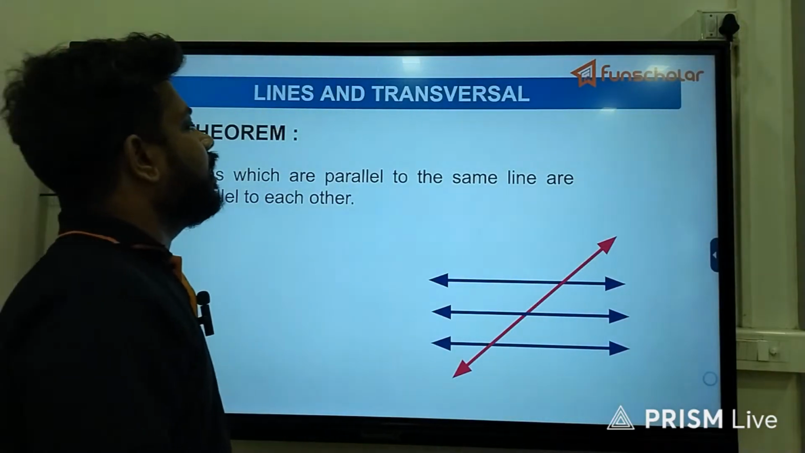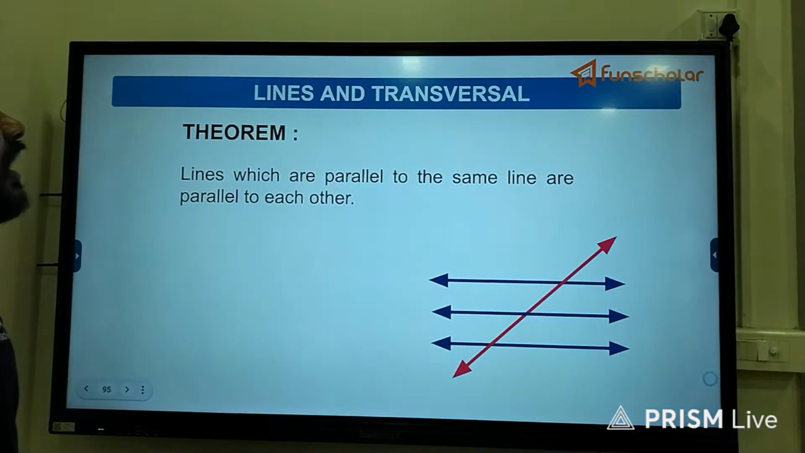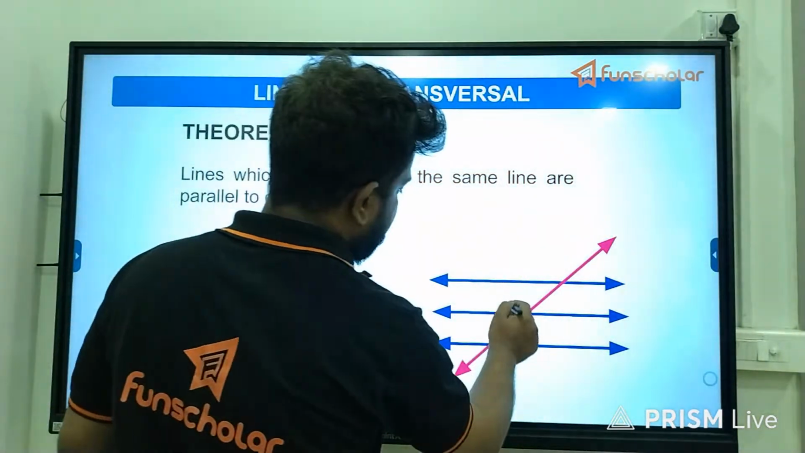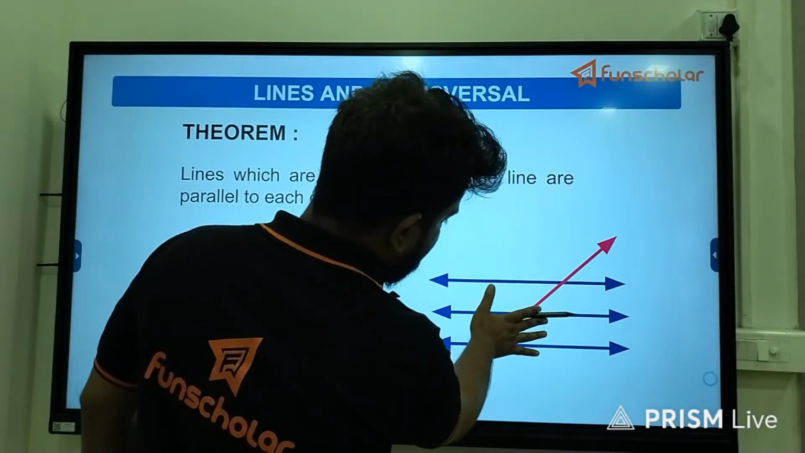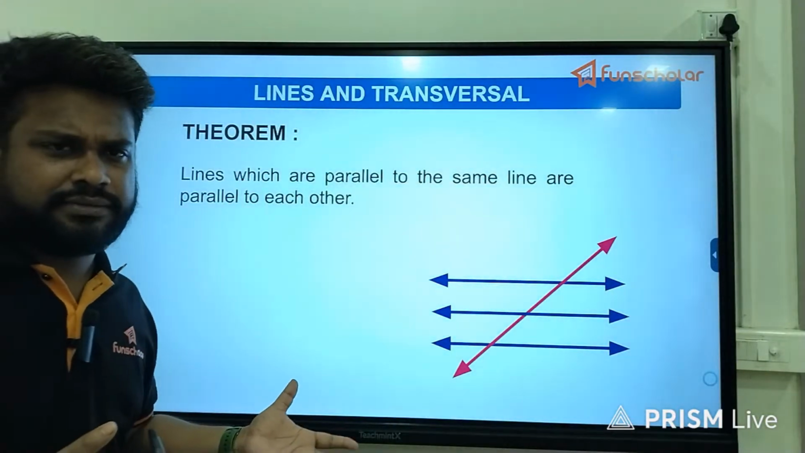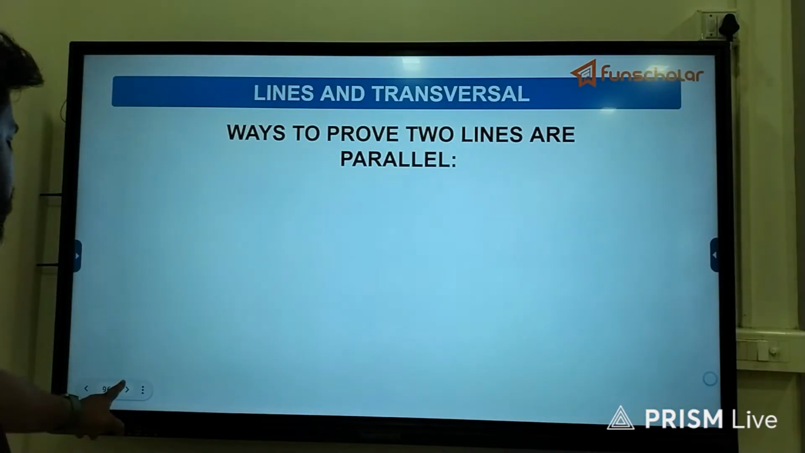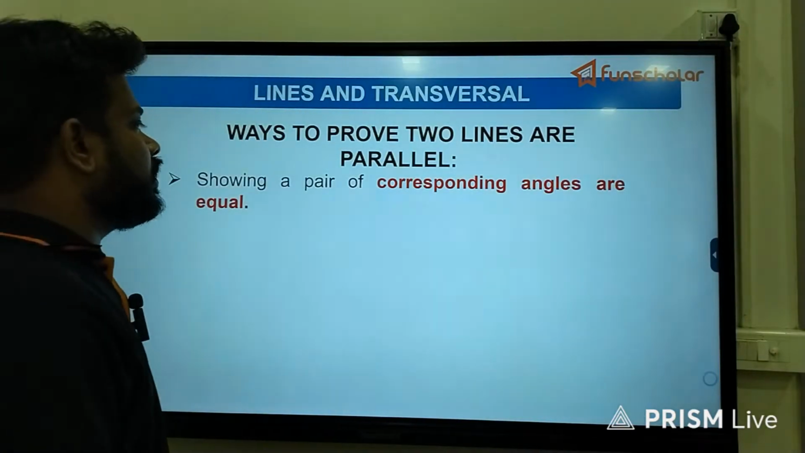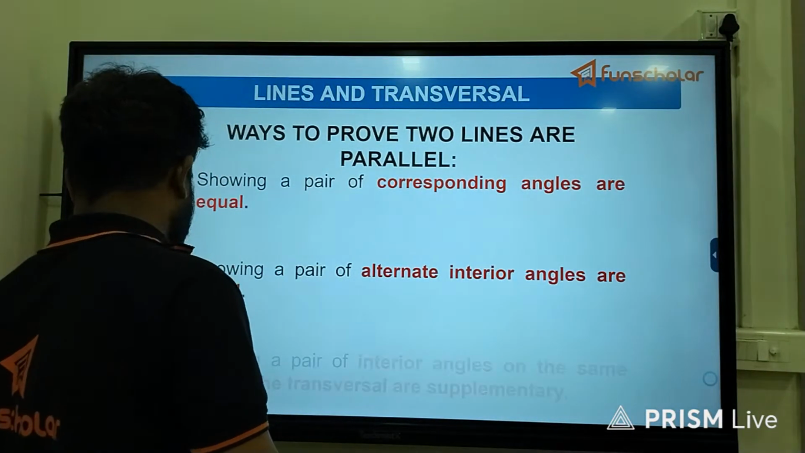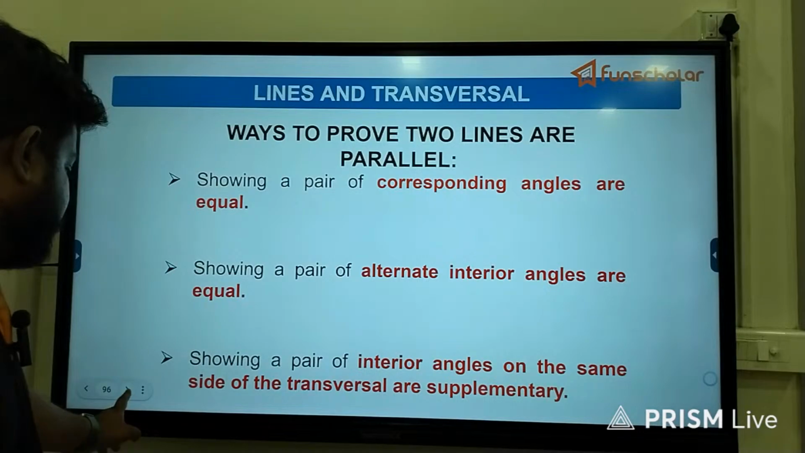Theorem: lines which are parallel to the same line are parallel to each other. Obviously. So if this line is parallel to this, then this line will also be parallel to this. This is a very easy one to guess. Ways to prove two lines are parallel: showing a pair of corresponding angles are equal, showing a pair of alternate interior angles are equal, showing a pair of interior angles on the same side of the transversal are supplementary.